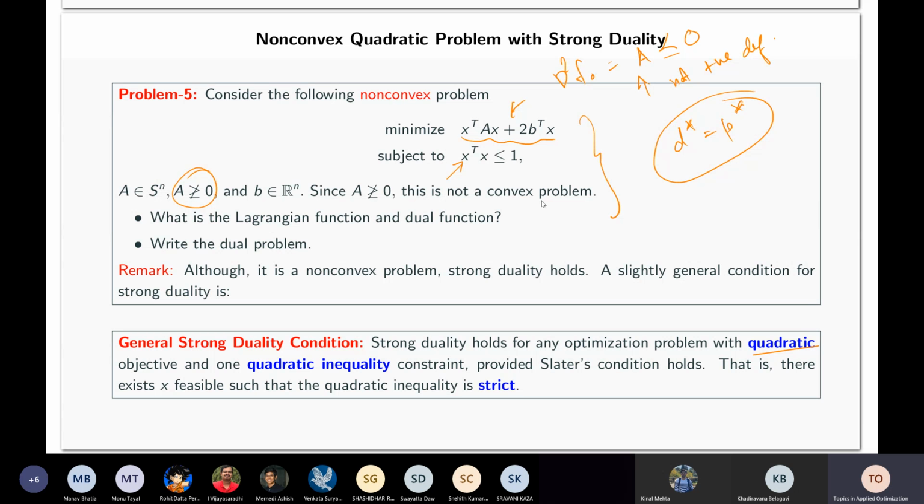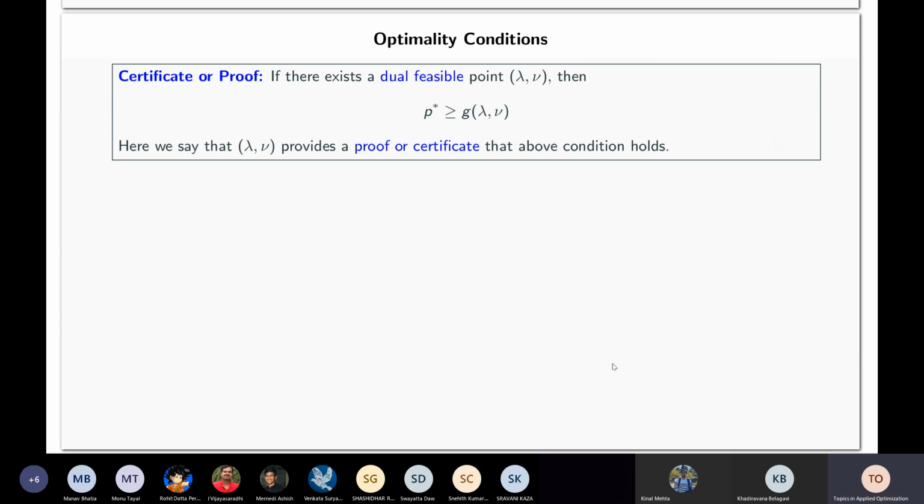So there are generalizations of the Slater condition. I am not going into more detail of this. Now there is a definition of the so-called certificate of proof. If there exists a dual feasible point, let us say lambda, nu, then we know that the primal optimal is always greater than or equal to this. Here we say that lambda, nu provides a proof or certificate that the above condition holds. If I can get some lambda and nu, it will satisfy this inequality, and lambda and nu serve as a certificate.